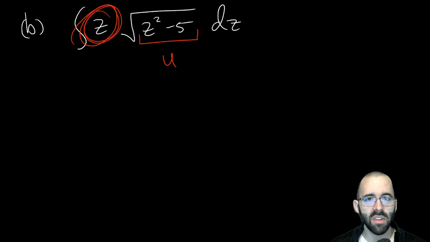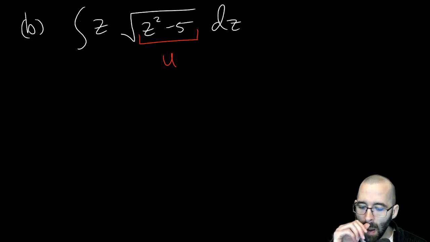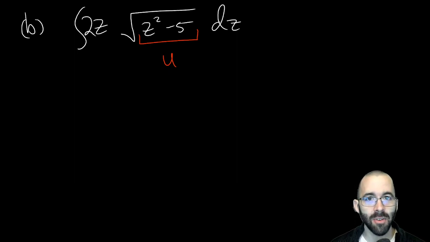Because this is not the derivative of the inside. It's close. The derivative of the inside is 2z. It's close, but it's not quite there. Well, there's two ways of dealing with that. You can either just make it the derivative of the inside, but that's lying.